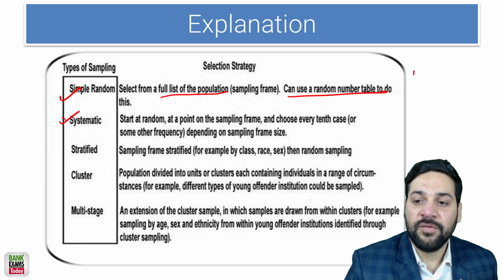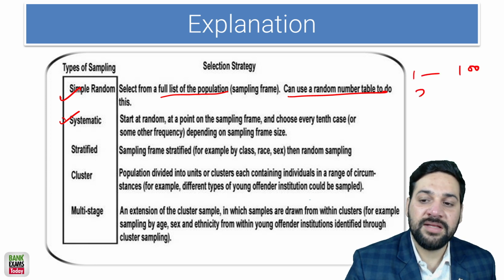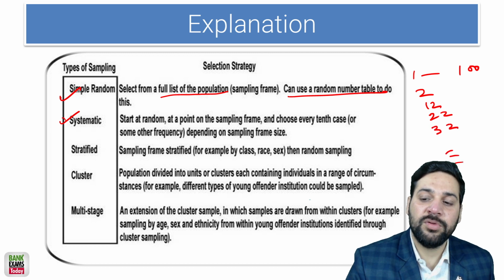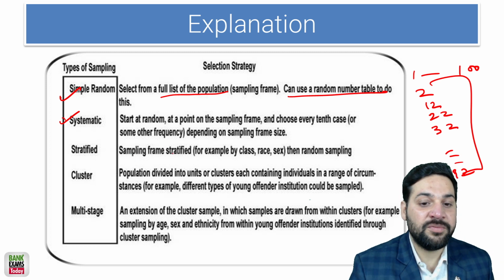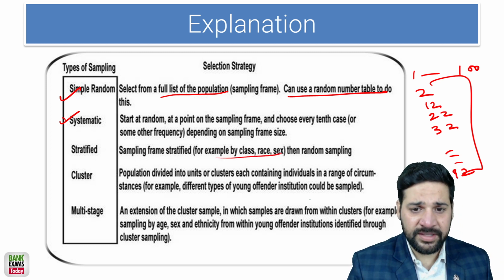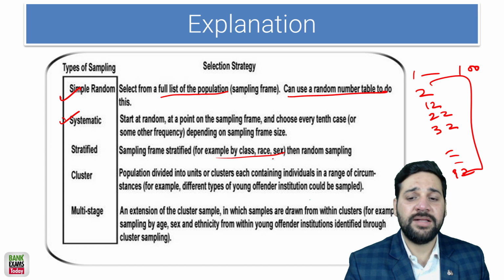So let's say from number 1 to 100, you are selecting the second and then 12th and then 22nd and then 32, up to 92, right? So that's another way. That is systematic sampling. Sampling frame stratified, for example, by class, race, sex, and then random sampling.